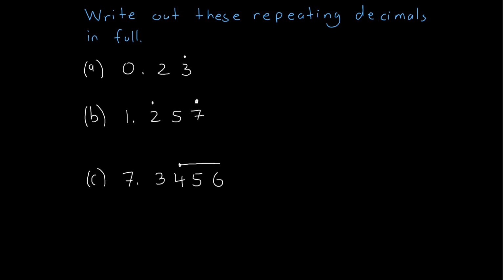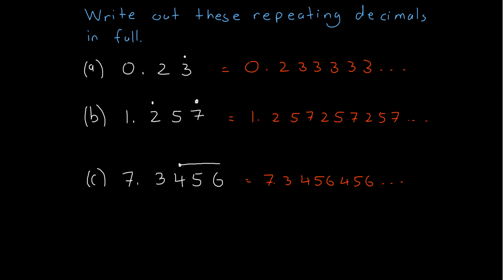Let's check our answers. So 0.23 with a little dot above the 3 means 0.23333333, and so on and so on. Only the 3's repeating here.